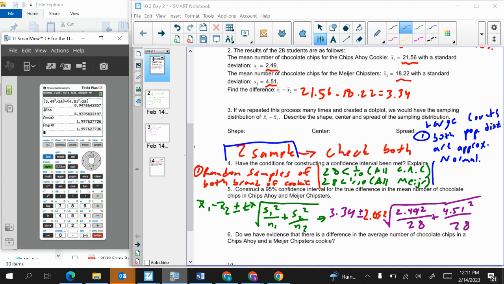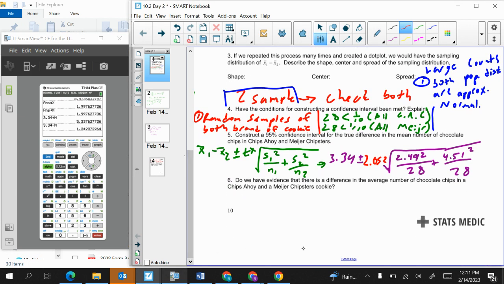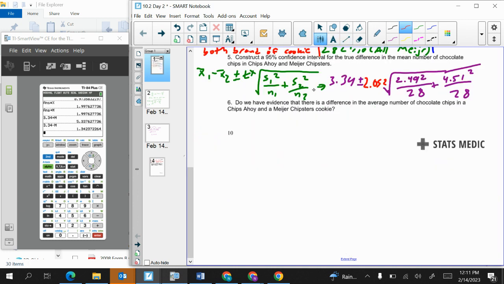So I'm now going to do 3.34 plus m, and 3.34 minus m. So my interval goes from 1.34 to 5.34. So we'll come to 6. Let's go ahead and just write this in first.